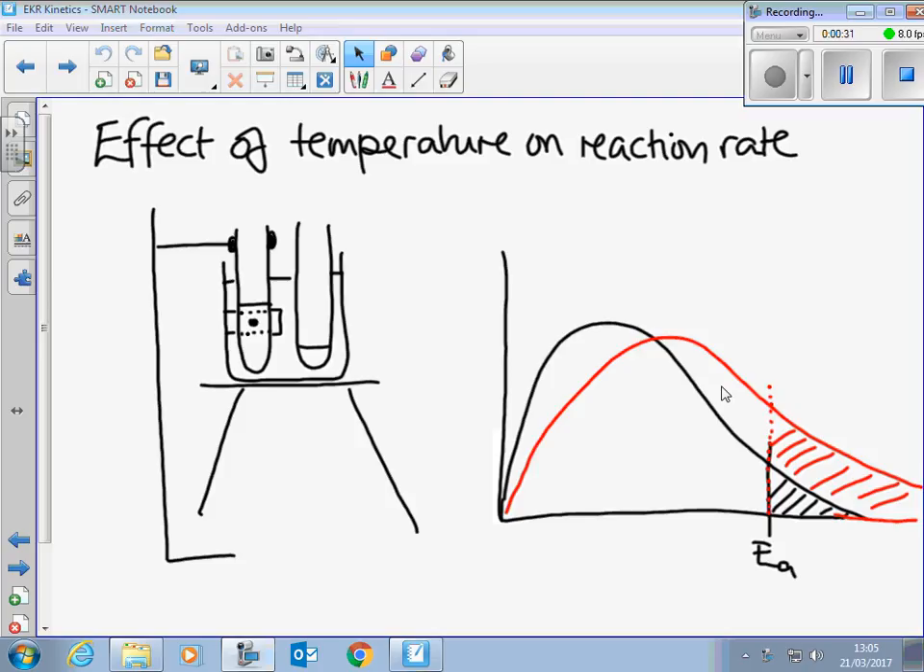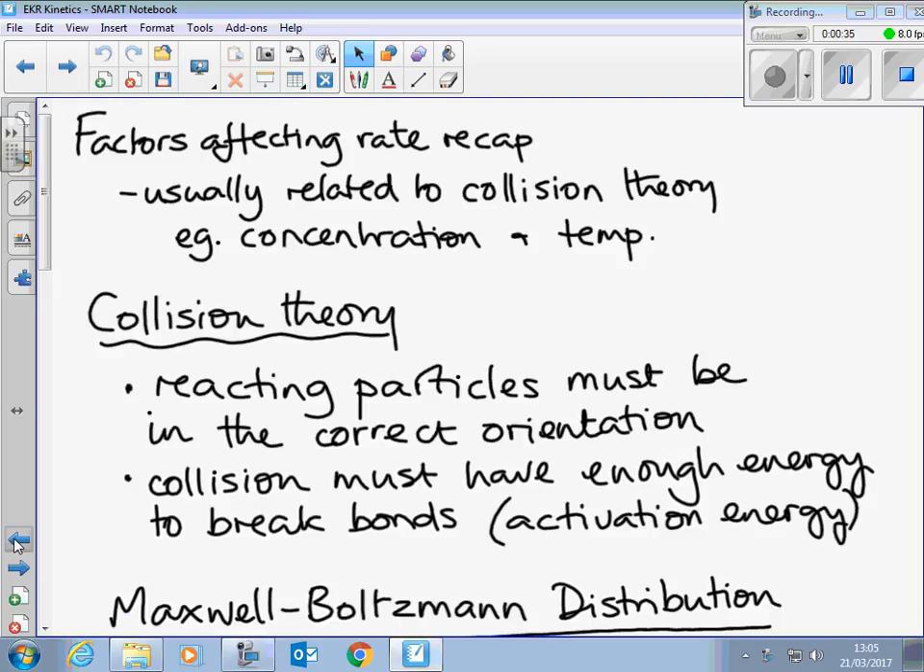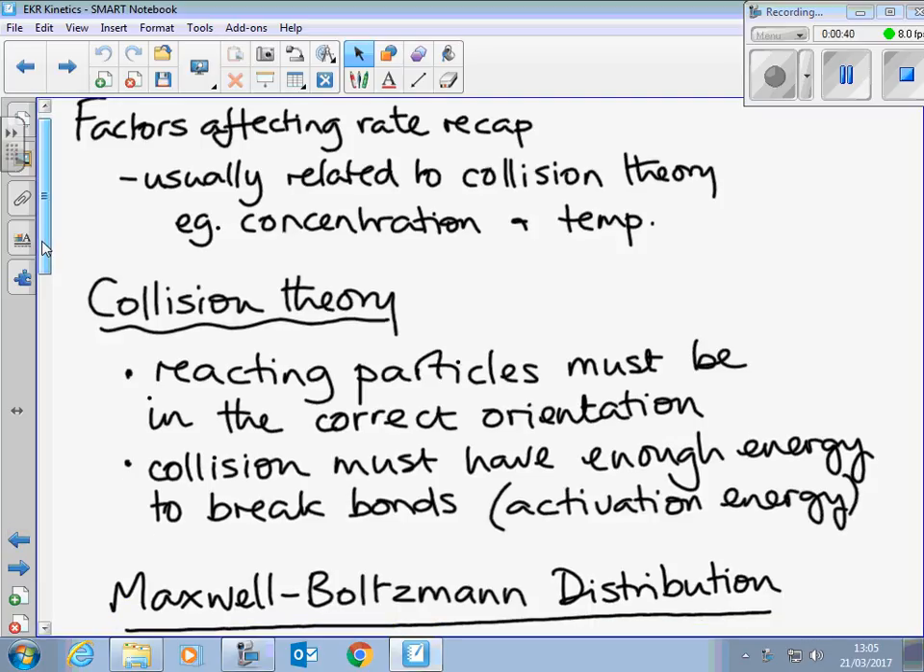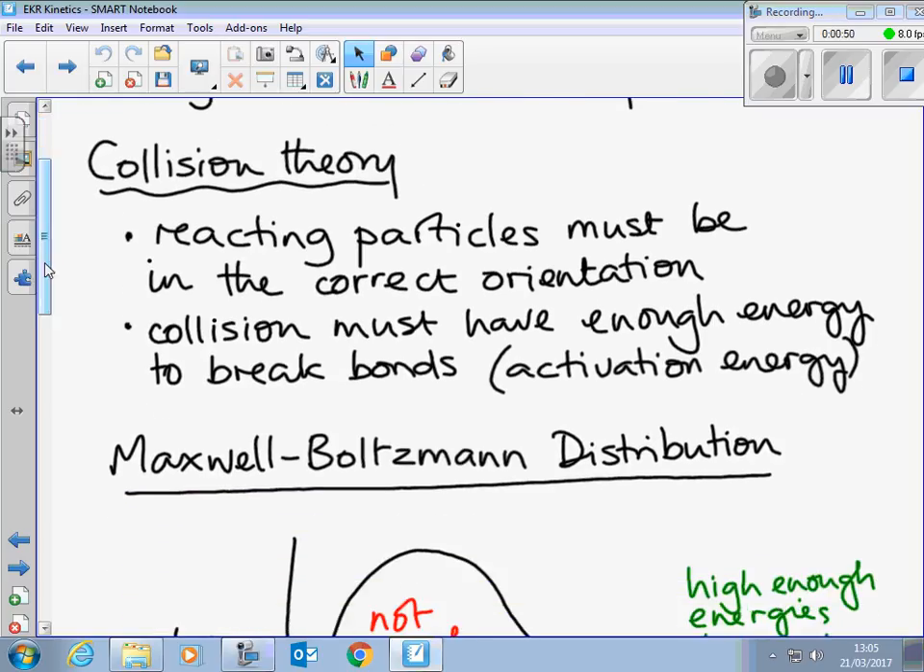Actually, I should have had equal volumes in the two tubes there, but never mind that. Let's just go back to where we'd got to with this. We were recapping the factors that affect rate, bearing in mind that they're usually related in some way to collision theory, and we've talked about concentration and temperature. And this idea about collision theory, that you have to get your particles colliding in the correct orientation, and they've got to have enough energy to break the bonds in the reactants to start with. That's getting over the activation energy. So activation energy is quite important.